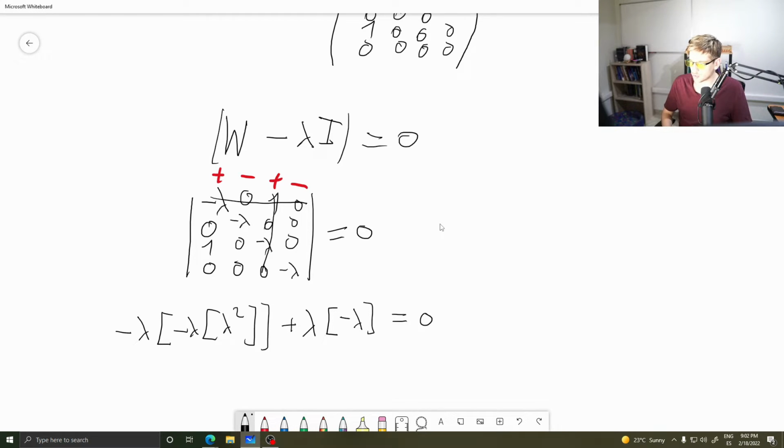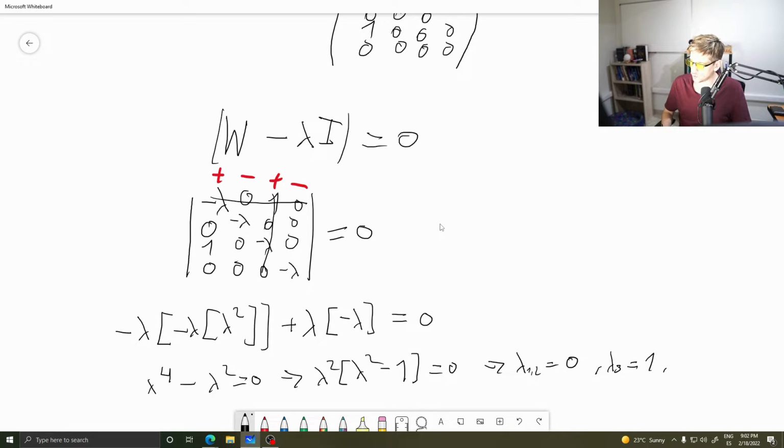Okay, so this would be lambda to the 4th minus lambda squared equal to 0. We can factor out lambda squared, so we get lambda squared times lambda squared minus 1 equals 0. So from here we see that the eigenvalues, we have 2-fold degeneracy for the value 0, and then we have 1, and we have minus 1. All right, so those are our eigenvalues.